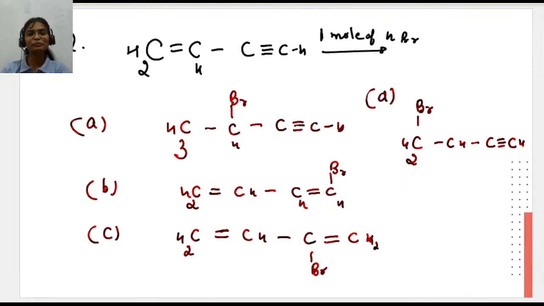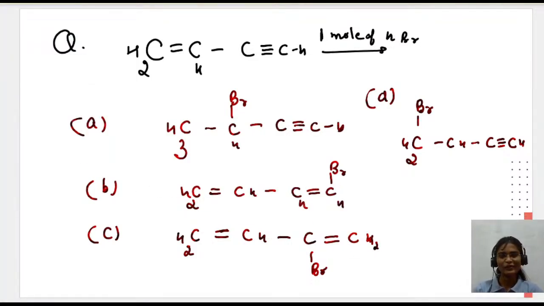Then, everyone answer this question. It's a really interesting question. I want everyone to answer which option number is correct, because it's really interesting. Are you sure that option A is going to be the correct answer?